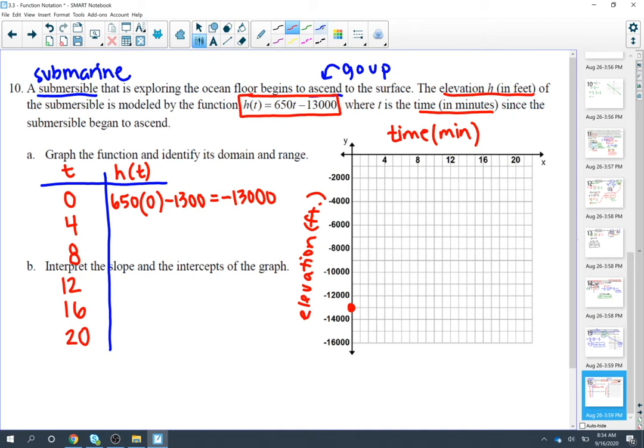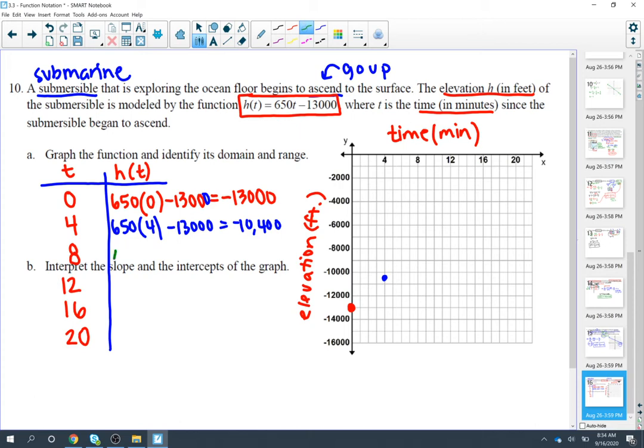Now, after 4 minutes, so 650 times 4 minus 13,000, which I should go put another 0 on there, sorry, is negative 10,400, which gives me the point over 4 down 10,400. So I don't know, maybe like right there. We're just going to guesstimate it a little bit.